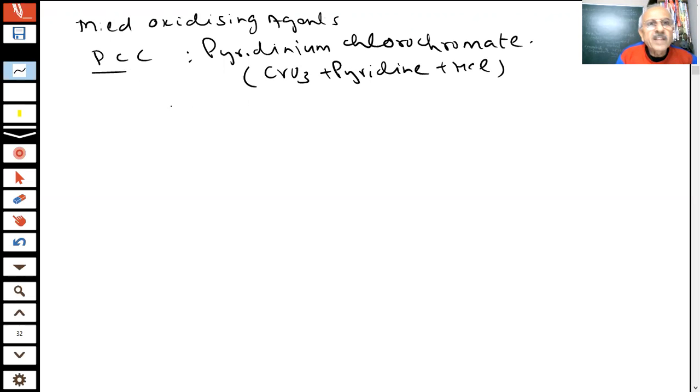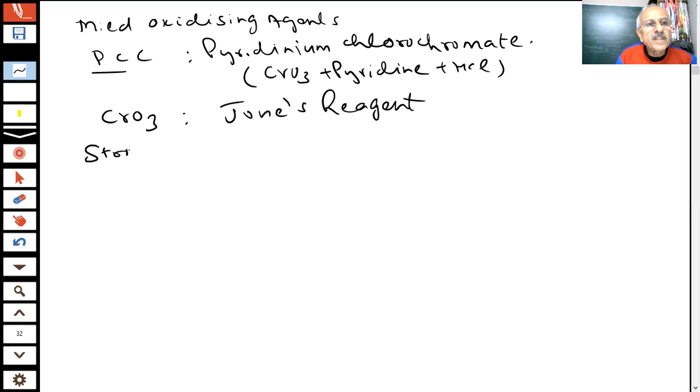And there is another one, CrO3, students. CrO3 is also used. Chromium trioxide, students. These are the ones which will be used by us commonly. PCC and chromium trioxide are mild oxidizing agents. This is also called Jones reagent.